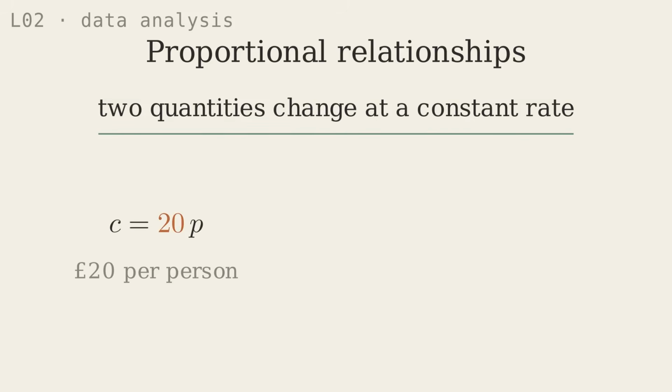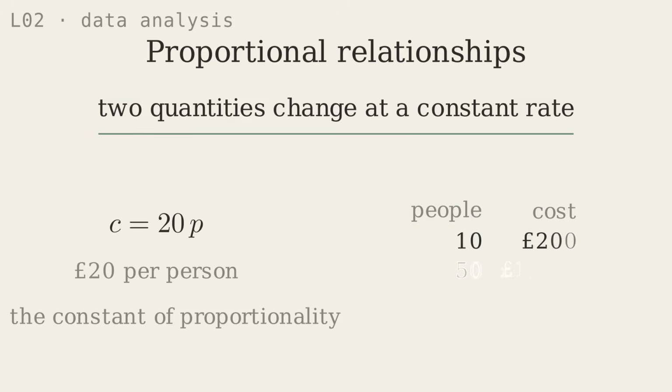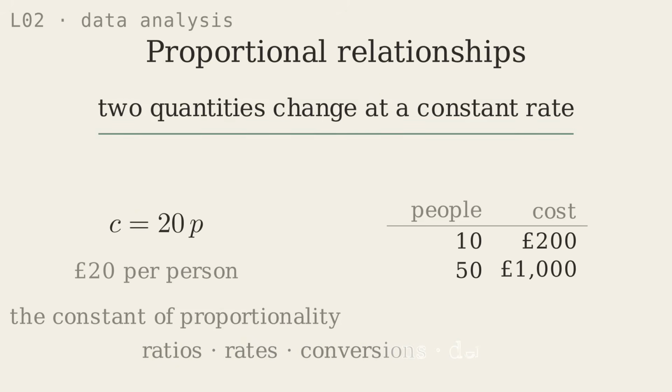The number 20 is called the constant of proportionality. It connects the number of participants to the total cost. If 10 people attend, the cost is £200. If 50 people attend, the cost is £1,000. The numbers change, but the relationship remains constant. On the SAT, proportional reasoning often appears in ratio, rate, and unit conversion questions.